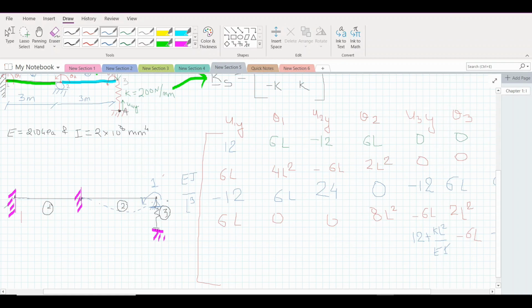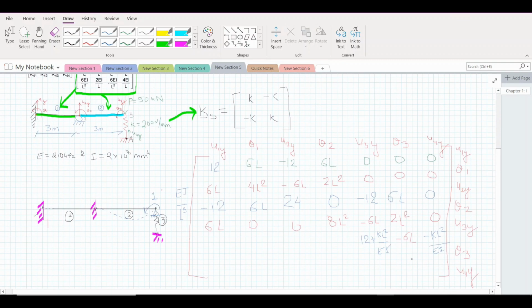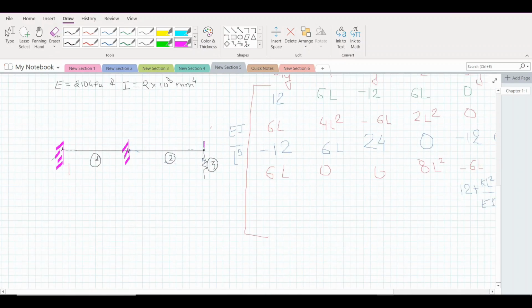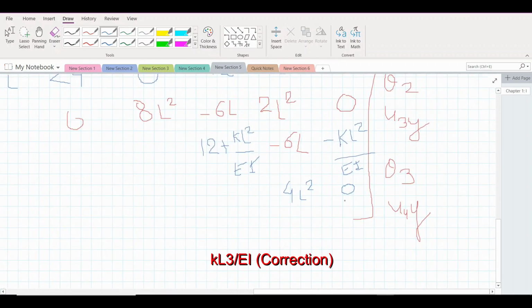Now this will require a force of 4 EI by L, and it will produce zero reaction here. And for our final degree of freedom, we'll be fixing this and providing a vertical displacement here upwards by unit, which will require a force of k, which is equal to the spring constant. Now this will be equal to k l square by EI.